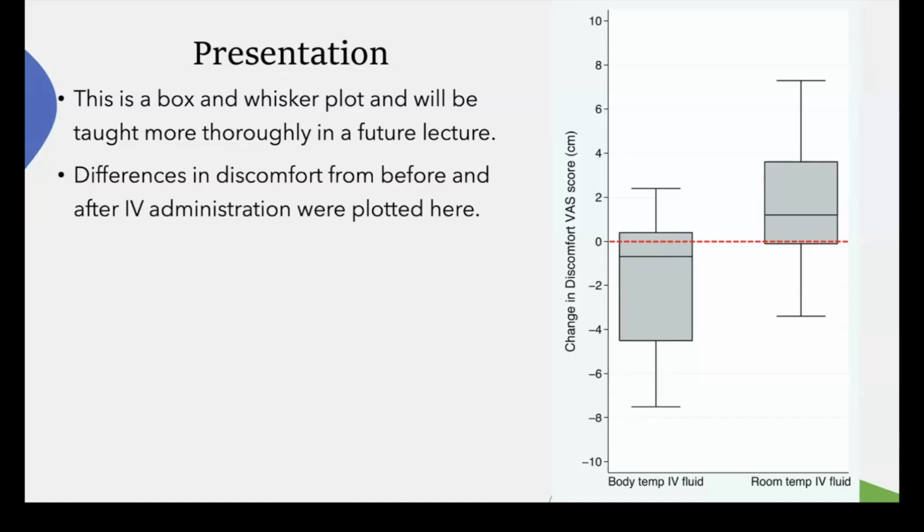The differences in discomfort from before and after the IV administration are plotted on these graphs. So what you see is two pieces. This part here is the use of body temperature IV fluid, which was a warmer temperature. And over here, what you see is room temperature IV fluid. And then on the vertical axis, you see discomfort scores. Actually, this is a change in discomfort scores. So these are differences, and 0 is in the center, meaning no difference. So this warrants a little bit of an explanation.